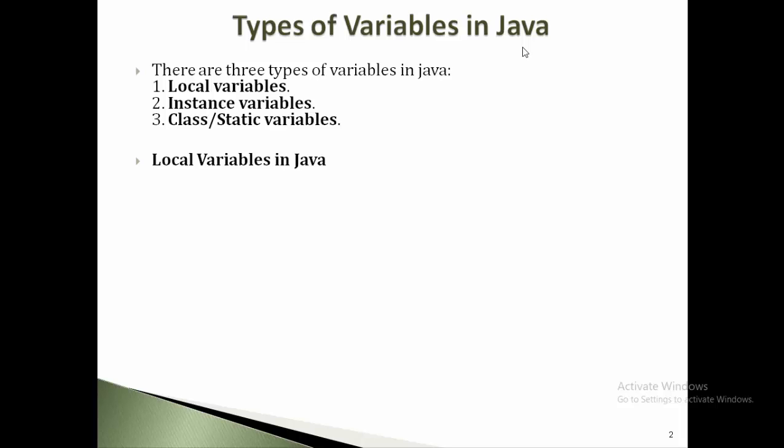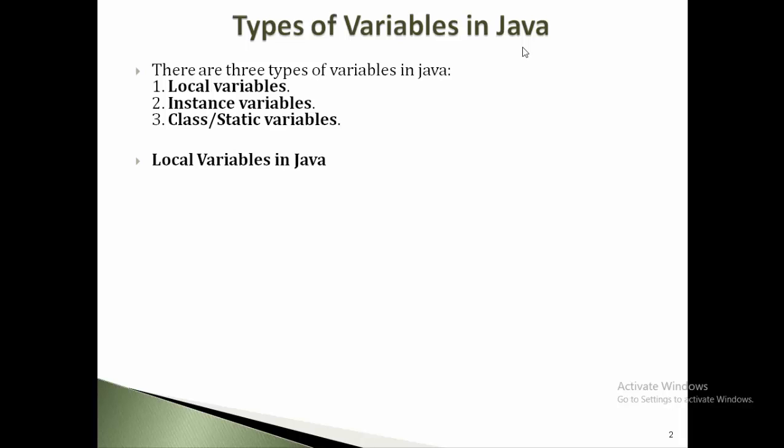Why are these called local variables? Because access to these variables is not possible outside the method. That's why these are called local variables. Only within that method can we access and use those variables. That's why these are called local variables.